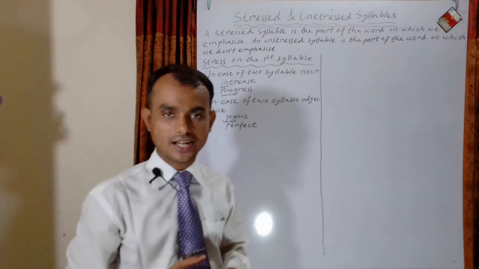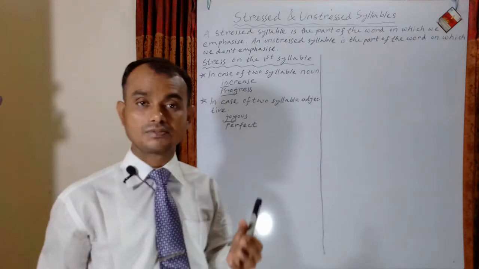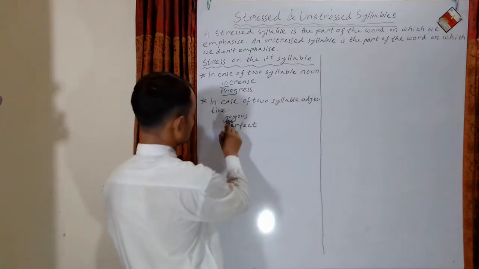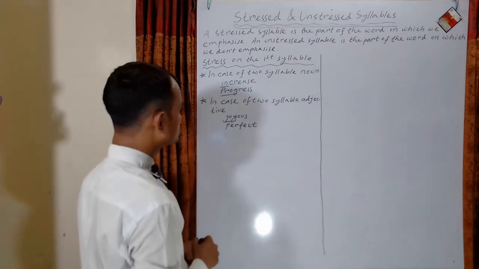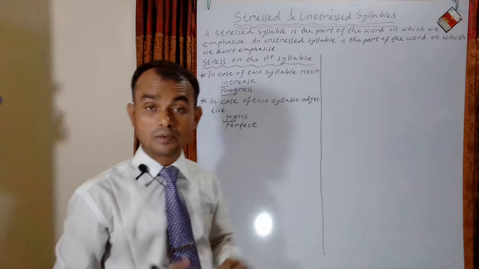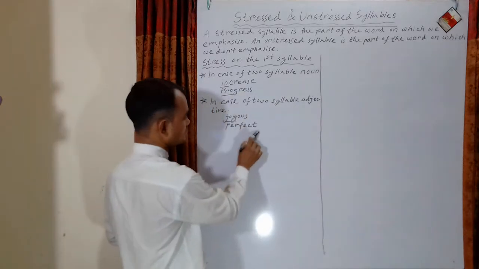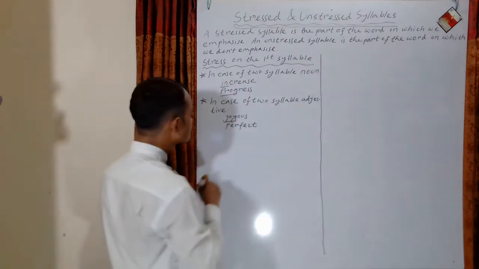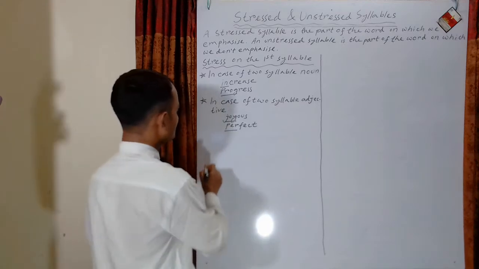From the word joyous, we find there are two syllables. So on the first syllable, we should emphasize. We should stress. Joyous. Stress should be on joy. Perfect. In the word perfect, we find two syllables here. One is per and the other is fect. Perfect. So we should stress on the first syllable, per.